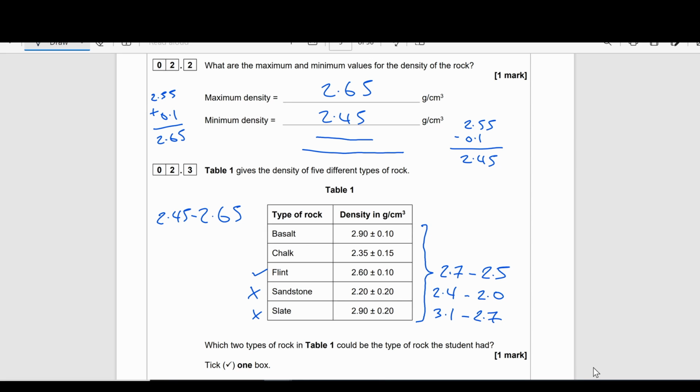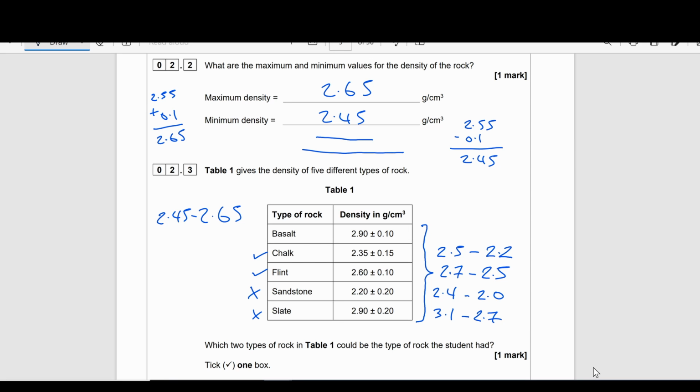Chalk, 2.35 plus 0.15. That will give us 2.5. 2.35 minus 0.15 gives us 2.2. That is also in the range. So chalk is good.